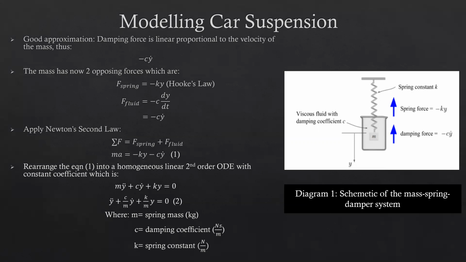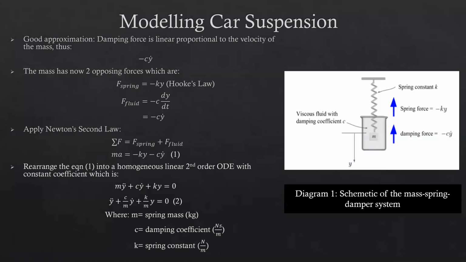As you can see, a schematic of a mass spring mechanism undergoing viscous damping is shown in diagram 1. Like the spring, the damping force is always opposing the motion of the mass. So a good approximation is that the damping force is linearly proportional to the velocity of the mass. Thus, the damping force is equal to negative c y', where y' represents dy/dt. And the mass now has two opposing forces: F spring is equal to negative ky by Hooke's law, and the second one, F fluid, is equal to negative c y'.